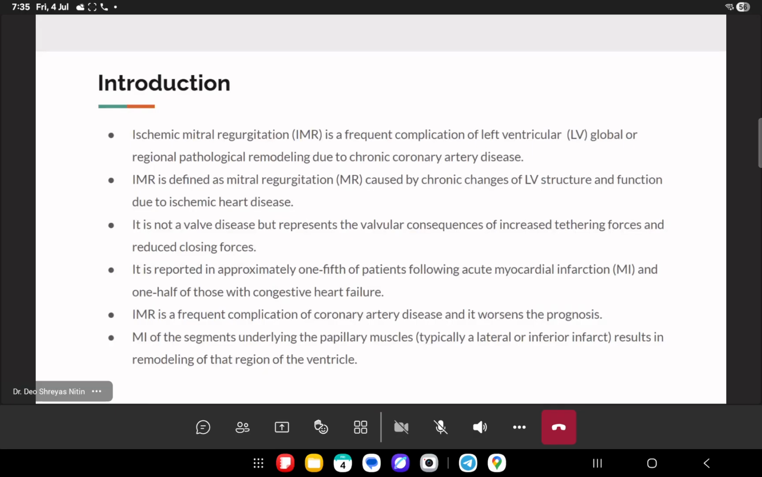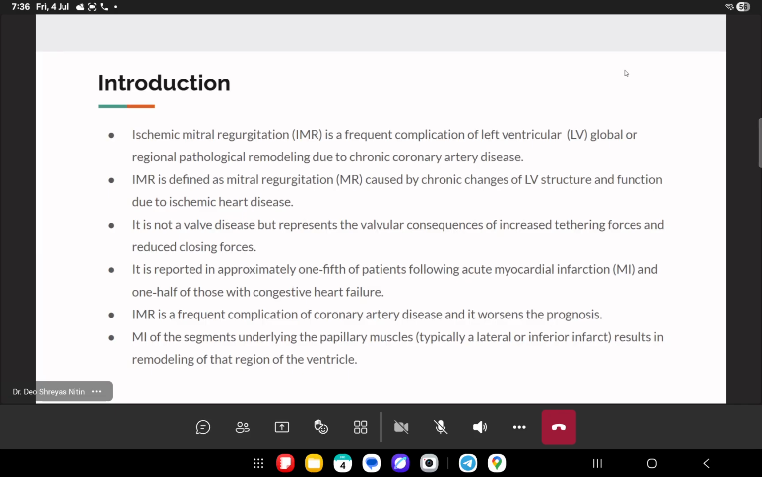Ischemic mitral regurgitation is a frequent complication of left ventricular global or regional pathological remodeling due to chronic coronary artery disease. Ischemic mitral regurgitation is defined as mitral regurgitation caused by chronic changes of LV structure and function due to ischemic heart disease. It is not a valve disease but presents the valvular consequence of increased tethering forces and reduced closing forces.